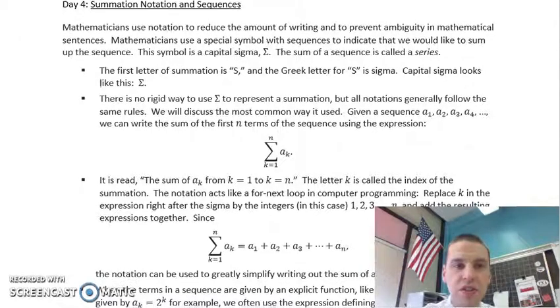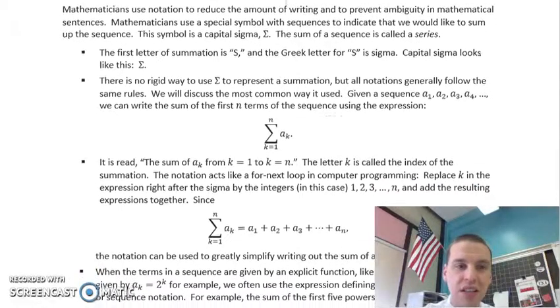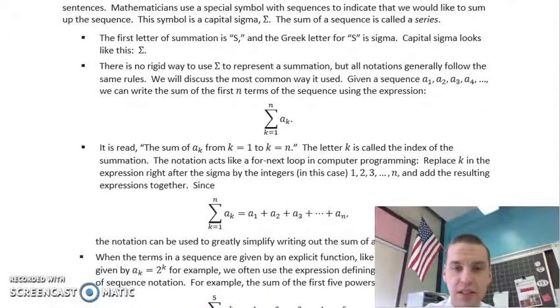Now what you need to do right now is pause it and read these 4 bullets and try to understand that. So you're going to pause it now and read those 4 bullets.